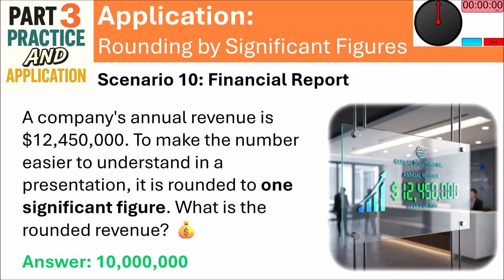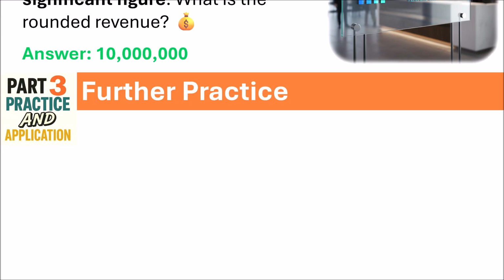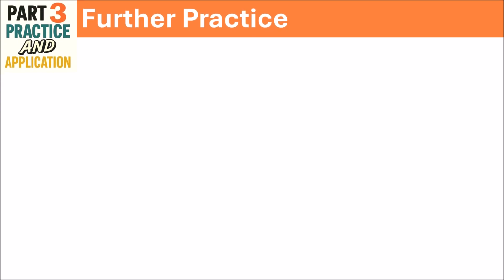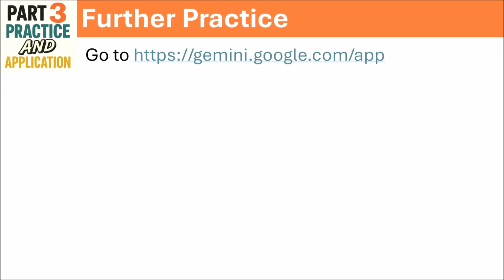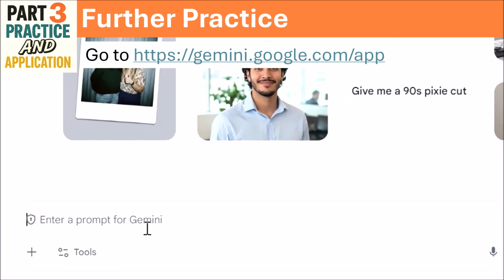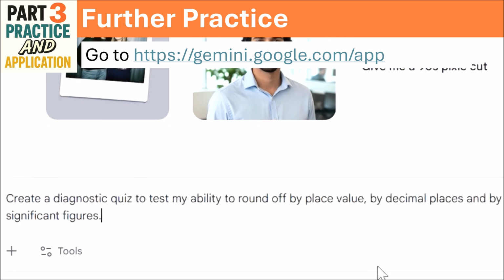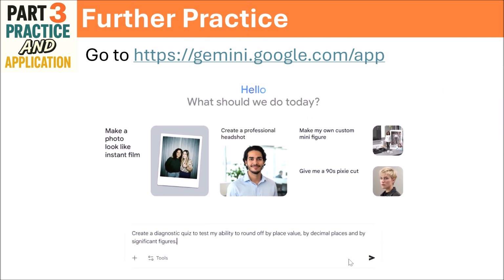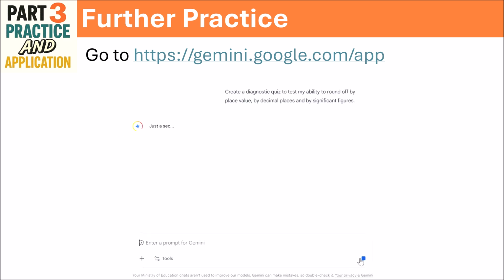Here is the answer. Got it right? For further practice or to test your mastery, go to https://gemini.google.com/app. At the prompt, type in your request. Be very specific in your request. For example, you can ask, create a diagnostic quiz to test my ability to round off by place value, by decimal places and by significant figures. Wait for Gemini to generate the quiz for you.